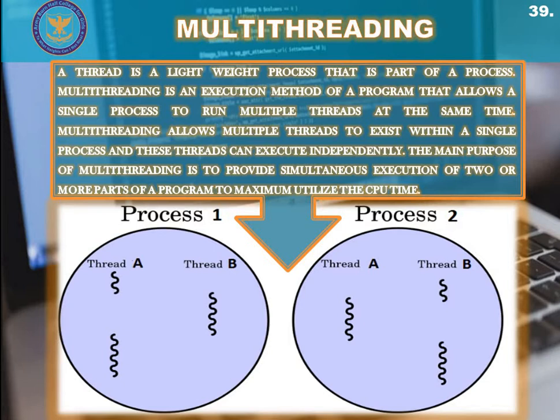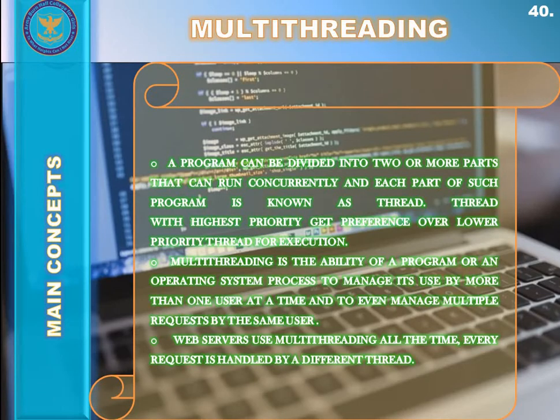As you can see in this diagram, there are two processes of a program, process number 1 and process number 2, and each process has two threads working inside it. Process 1 has two threads residing inside it, thread A and thread B, while process 2 also has two threads residing inside it, namely thread A and thread B. So the main purpose of multi-threading is to provide simultaneous execution of two or more parts of a program to maximally utilize the CPU time.